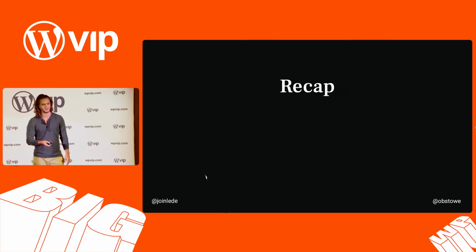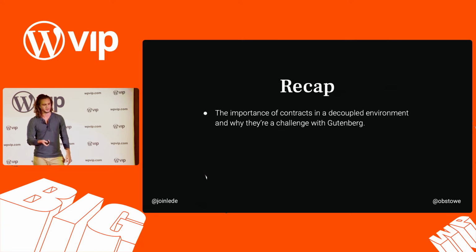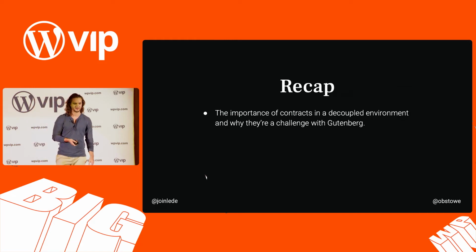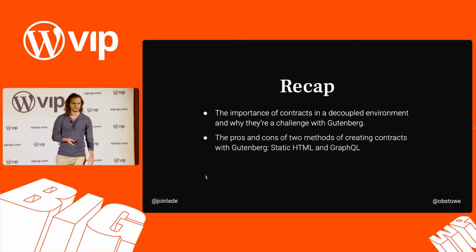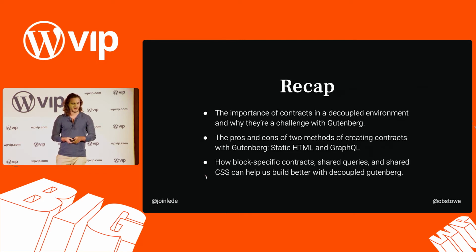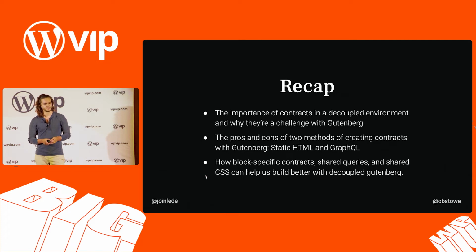Okay, so to recap, things I hope you learned are the importance of contracts in a decoupled environment and why they're a challenge with Gutenberg. The pros and cons of two methods of creating contracts with Gutenberg using static HTML or GraphQL, and how block-specific contracts, shared queries, and shared CSS can help us build better with decoupled Gutenberg.